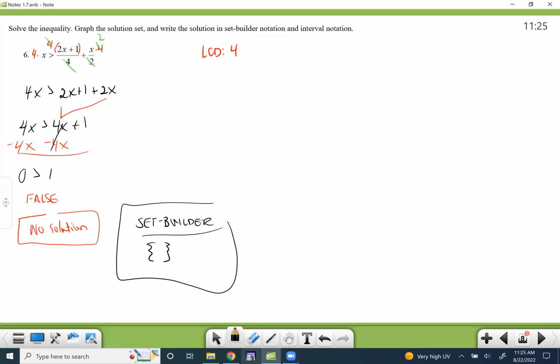Oh, so graphing it, huh? If we graph it, you would just have a number line with nothing on it, just a 0 and nothing's been shaded.